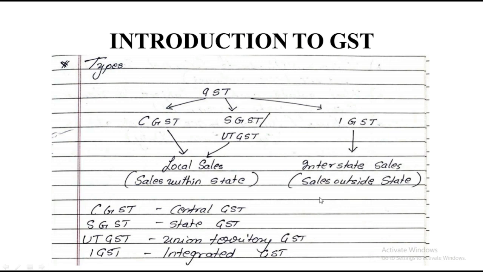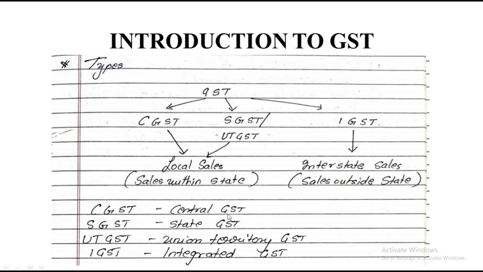So there are two important types you have to remember. One, when the sale and purchase, or the entire transaction, is done within the state, GST gets split into CGST and SGST or UTGST. But when two different states are involved, we only have one GST, which is Integrated GST. These are the two types of GST you have to keep in mind.